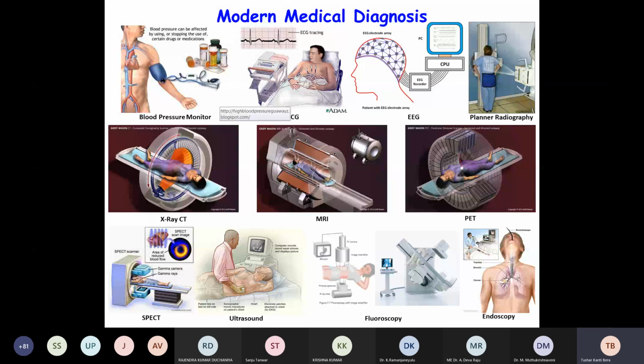So many diagnostic techniques are found with the help of some measurement devices. Either the electrical signal is measured from the heart, or the pressure signal is measured from the blood flow, or the tissue contrast is obtained from X-ray planar radiography.